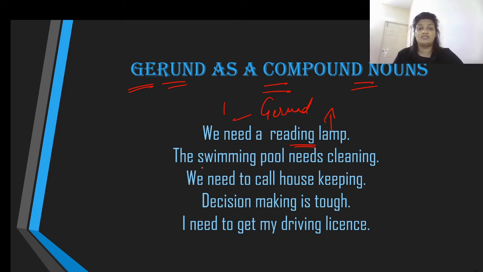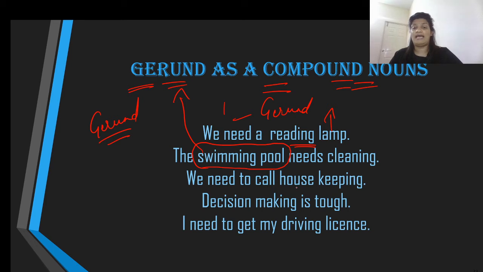Similarly, the swimming pool. Now here we're not just using swimming, but we are using it along with the word pool. Thereby, we are getting a compound noun with a gerund. Similarly, we need to call housekeeping. Who do we need to call? We need to call housekeeping. So house is your obvious noun, but keeping is combined. You cannot just say we need to call house, or you cannot say we need to call keeping.